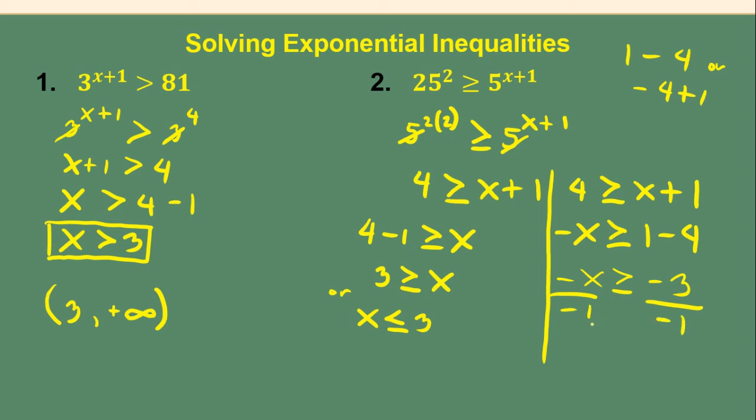And then according to the rule, if we are going to divide or multiply both sides of our inequality by a negative number, then reverse the inequality symbol. So negative x over negative 1 is just x. Then from greater than or equal to, it goes to less than or equal to. Negative 3 divided by negative 1 is positive 3. So as you can see, they are the same.